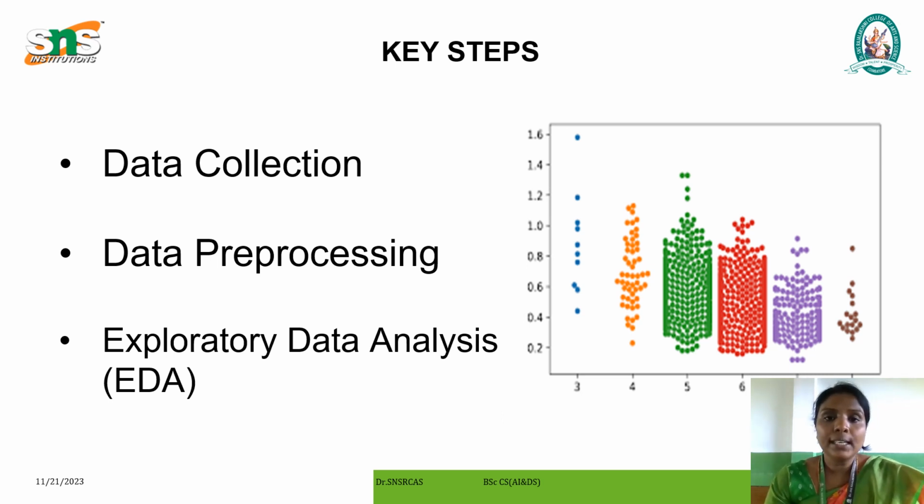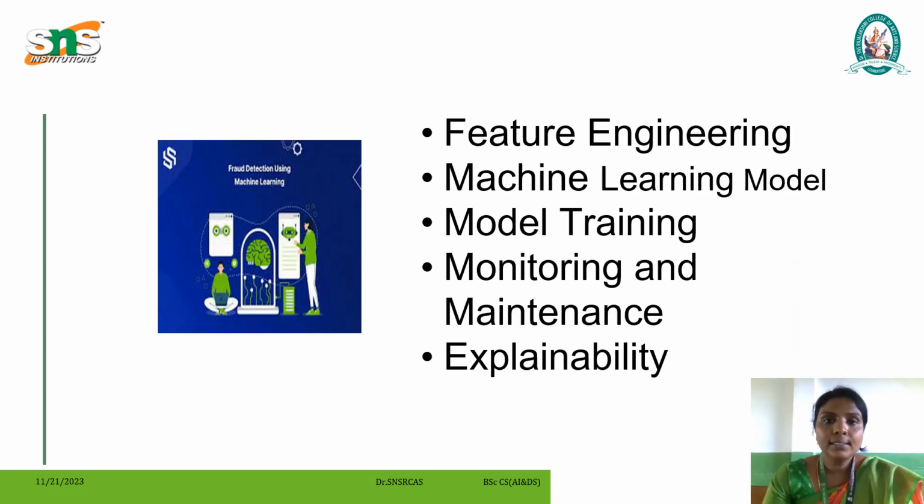Next one is the EDA, that is exploratory data analysis. We conduct EDA to understand the distribution of legitimate and fraudulent transactions, identify patterns, and visualize the data to gain insights. Next key step is feature engineering, that is, create relevant features such as transaction frequency, geographical anomalies and customer behavior profiles which can help identify fraud.